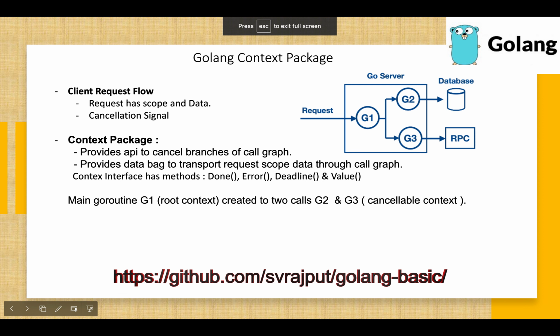all the Go routines. The context package serves two primary purposes. One is that it provides an API for cancelling branches of the call graph, and second, it provides a baggage that helps to transport request scope data throughout the call graph.